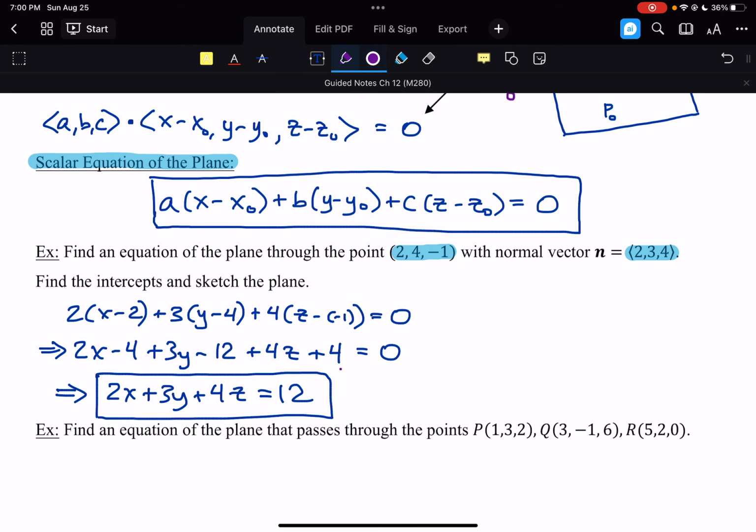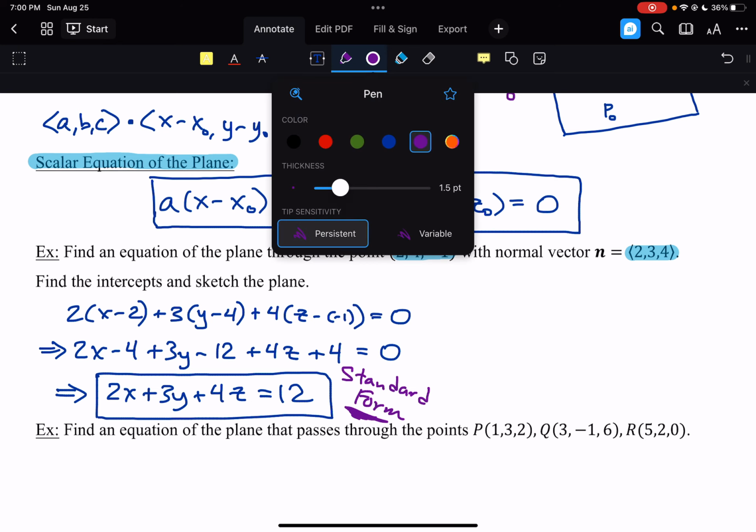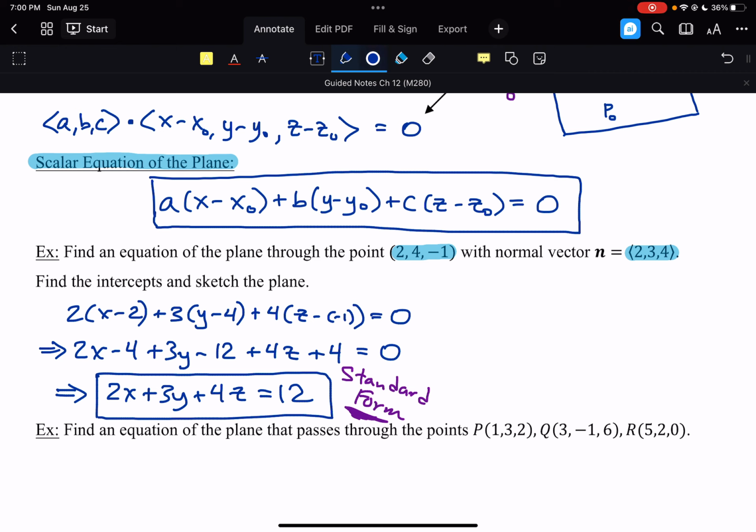And this is standard form. So this is often how we will write our solutions for the equations of planes. We put them in standard form so we can see all the variables together and move all the constants over to the other side. Now, it asked us to find the intercepts of the plane.